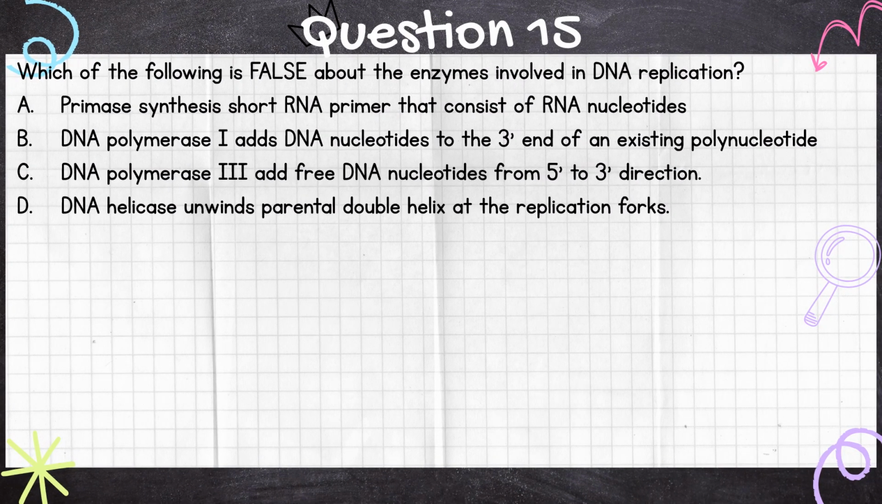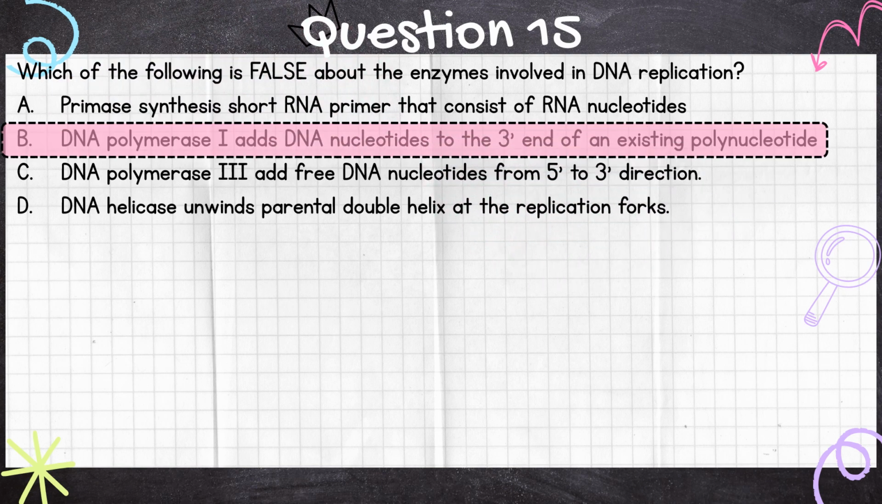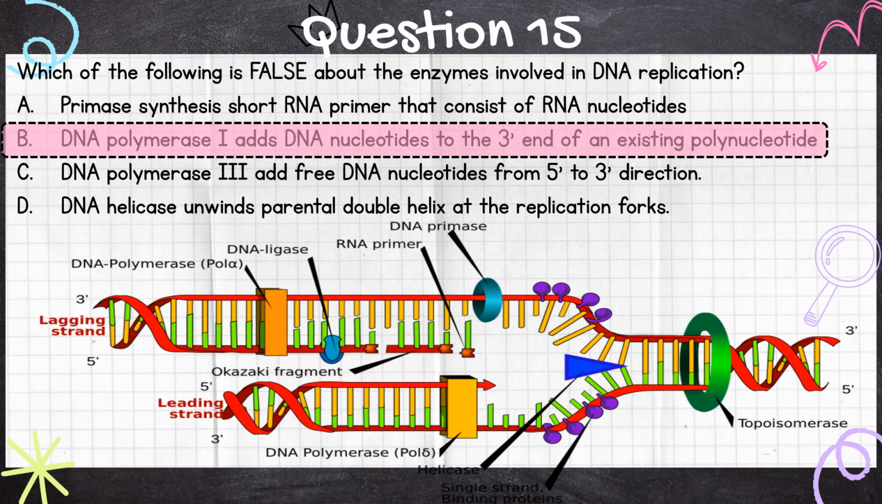Question 15. Which of the following is false about the enzymes involved in DNA replication? The answer is B. DNA polymerase 1 does not add DNA nucleotides, but it removes and replaces RNA primers with DNA nucleotides.